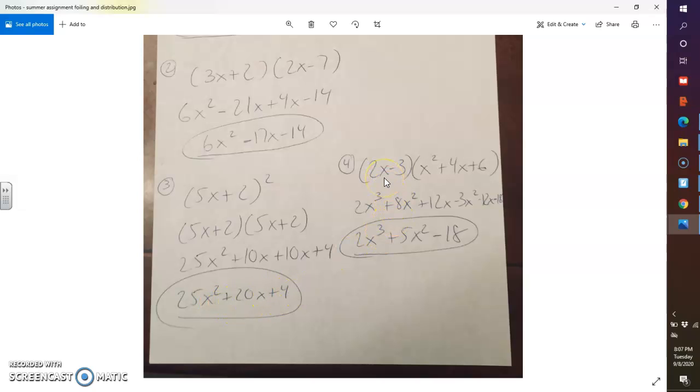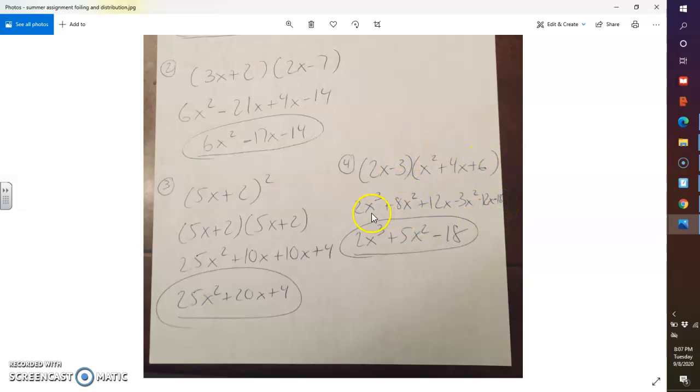Then our last one here. This is kind of like foiling, except the second parenthesis has 3 terms in it. So we're literally just going to take the 2x and multiply it to all 3 terms. 2x times x squared, 2x cubed. 2x times 4x, 8x squared. 2x times 6, 12x. Negative 3 times x squared, negative 3x squared. Negative 3 times 4x, negative 12x. And negative 3 times 6 is negative 18.